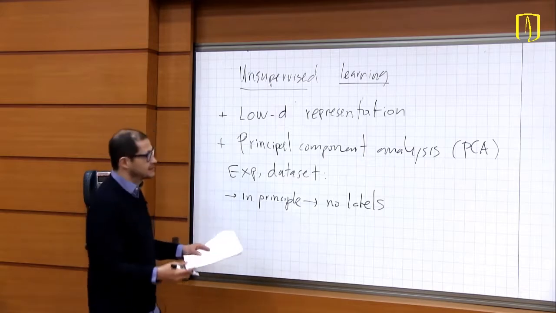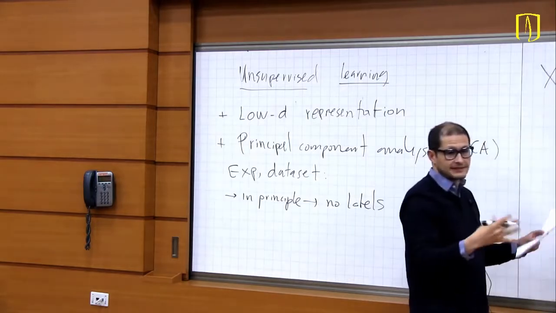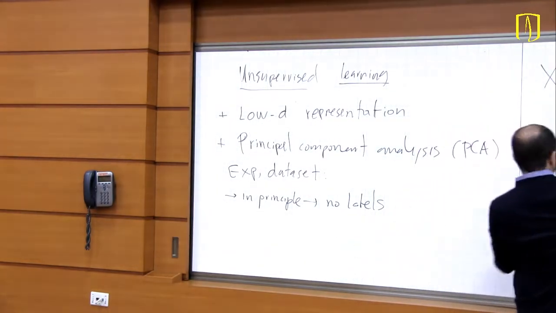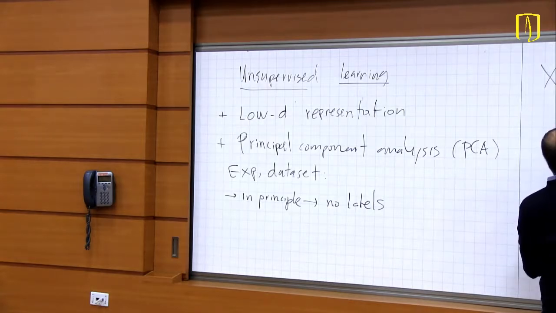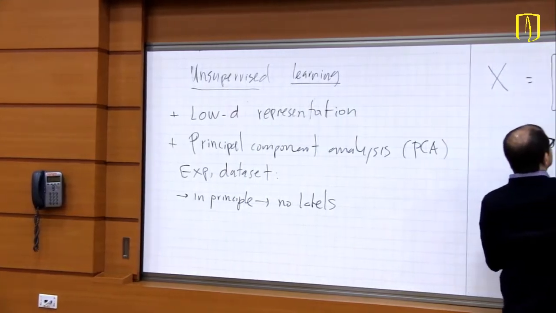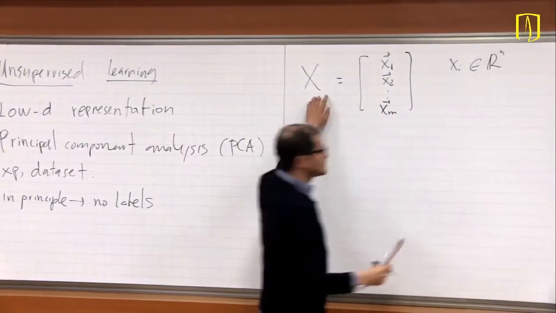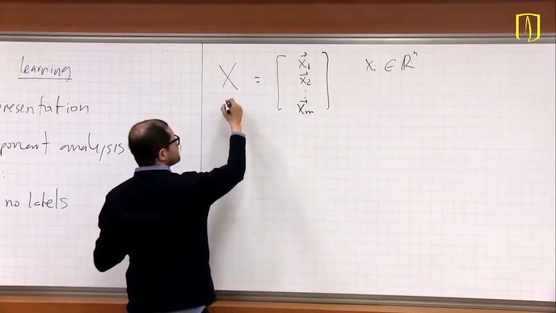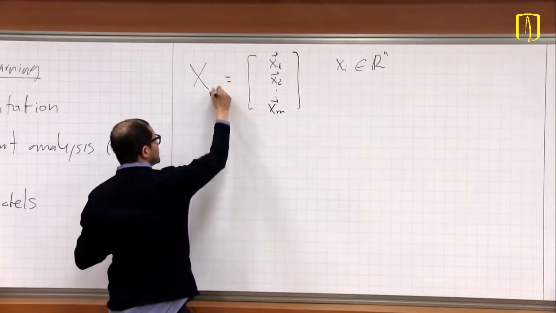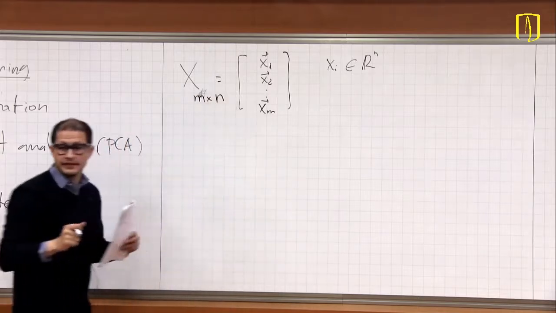So what is the data set in PCA? It's the usual design matrix that I described, which is just a collection of vectors x1, x2, all the way through xm, where each xi is in R^n, such that this design matrix is m by n.